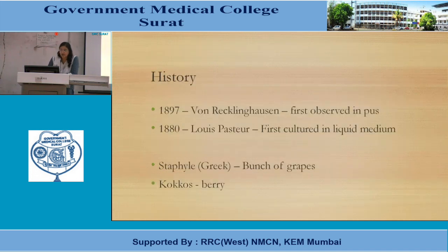Historical aspects of Staphylococcus, if we see, in 1897, it was first observed in pus by von Recklinghausen. In 1880, Louis Pasteur first cultured Staphylococci in liquid medium. And they named it as Staphylococcus because they looked like a bunch of grapes, and in Greek, staphyle means bunch of grapes, and kokkos means berry.